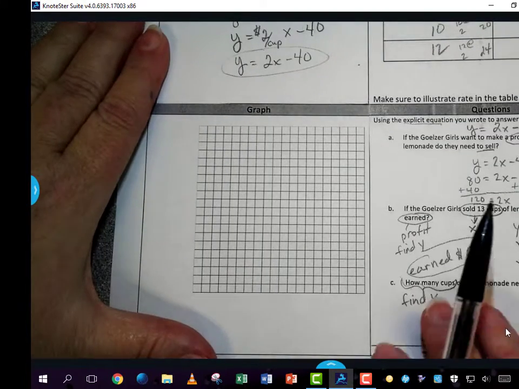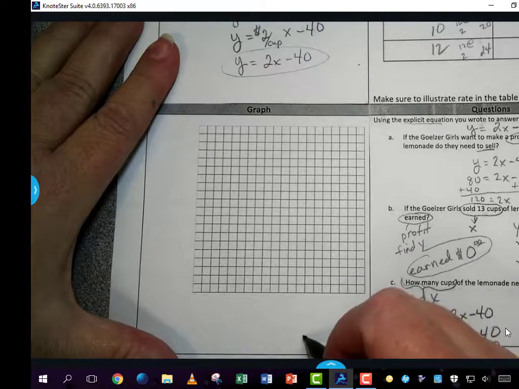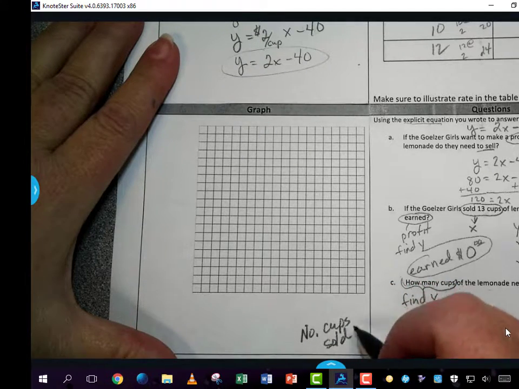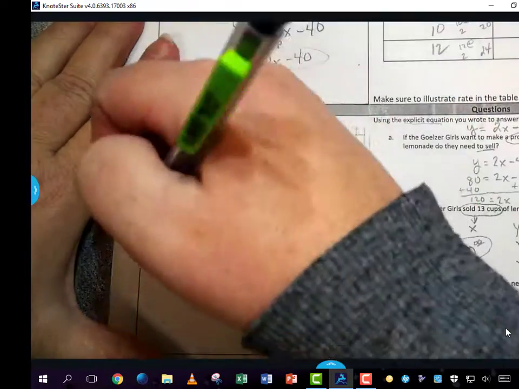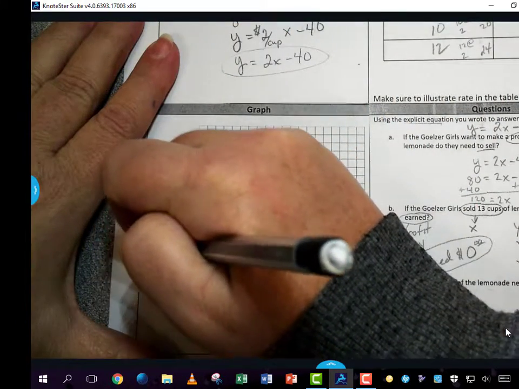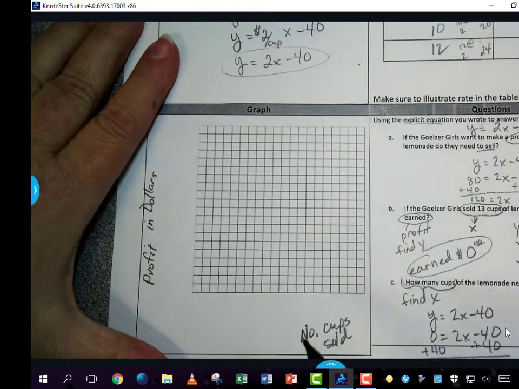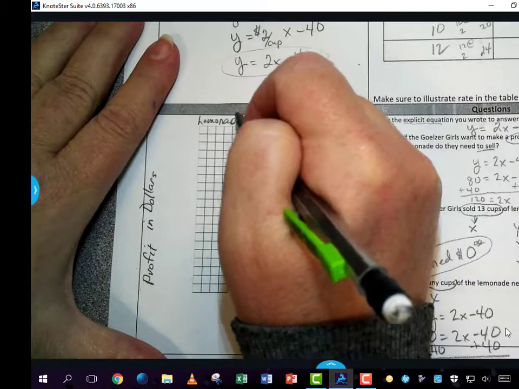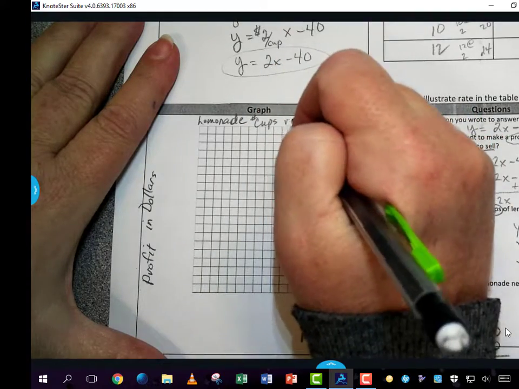Okay, the last thing I need to do is to make my graph. My x variable, which is my independent variable, always goes on the x-axis. This is going to be the number of cups sold. My dependent variable always goes on the y, which we already said is profit. For a title, I can just use something simple like lemonade cups versus profit, or number of cups versus profit.